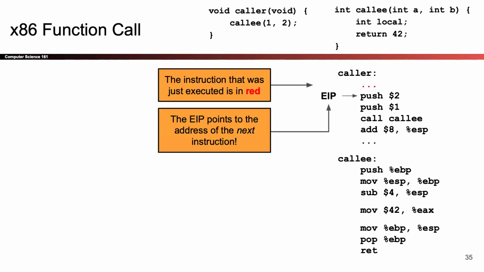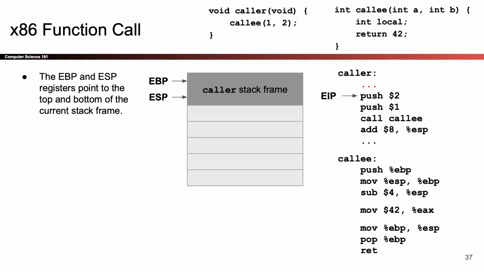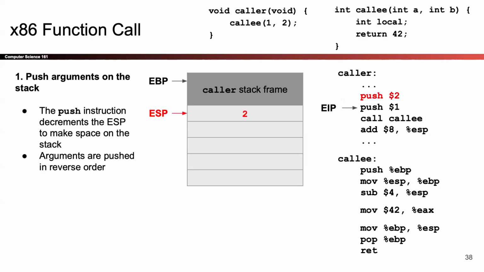So let me walk you through it just step by step. We're going to start with the EIP starting to execute this first line of code. And here's a diagram of the stack. We'll just pictorially see what happens as you execute each instruction. The first instruction pushes the last argument on the stack. So that gets written onto the stack, and then ESP gets reduced by 4 to reflect that we now added one more thing to the stack.